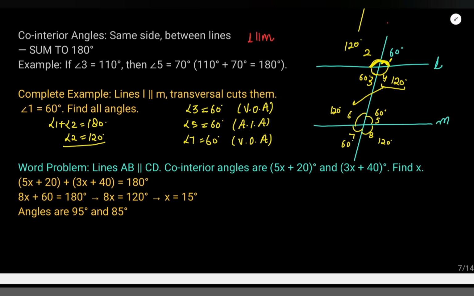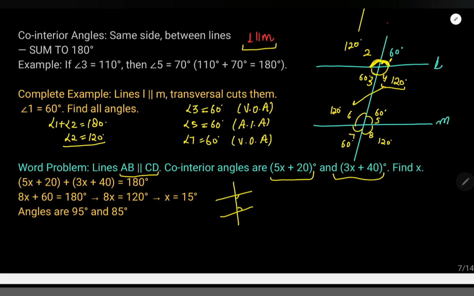Then we have a word problem. They are saying line AB and CD are parallel. This is the sign. I was writing L parallel M. They are writing AB parallel CD, right? Co-interior angles are this and this. What are co-interior angles? Do you remember? When we have two parallel lines, these two angles are known as co-interior angles.